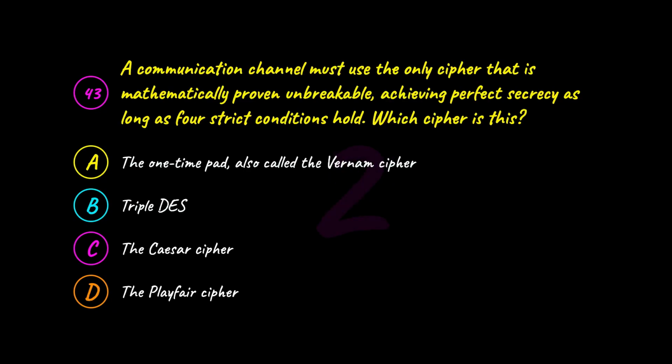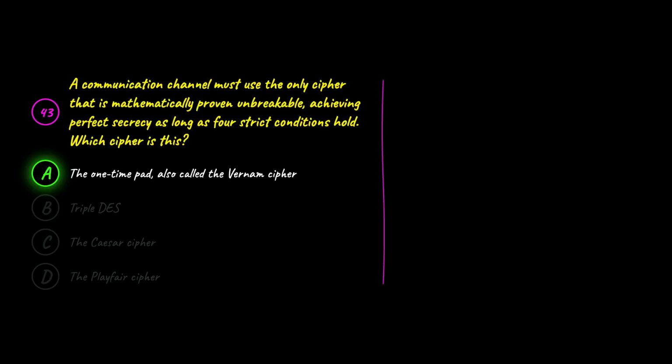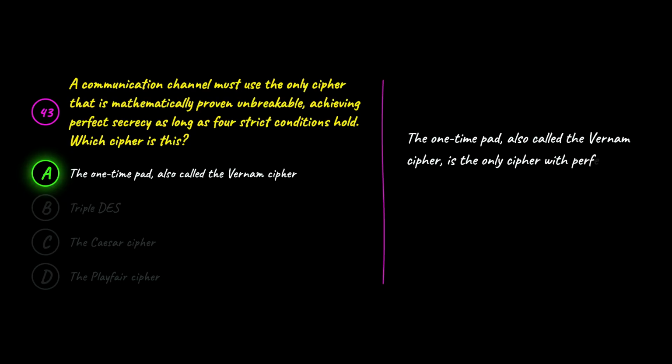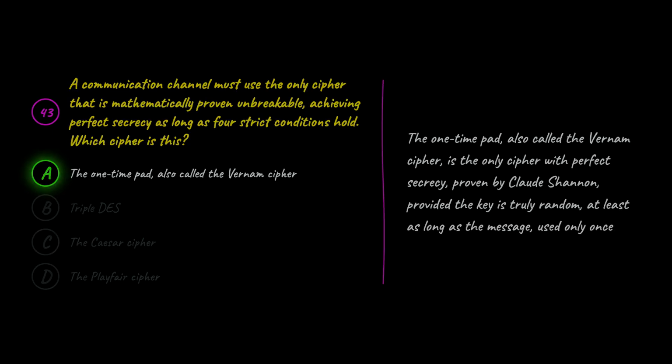The correct answer is A. The one-time pad, also called the Vernam cipher. A is correct, because the one-time pad is the only cipher with perfect secrecy, proven by Claude Shannon, provided the key is truly random, at least as long as the message, used only once and kept secret. No other practical cipher achieves unconditional security.